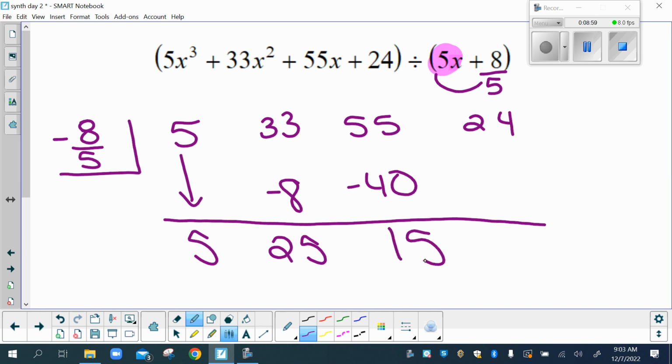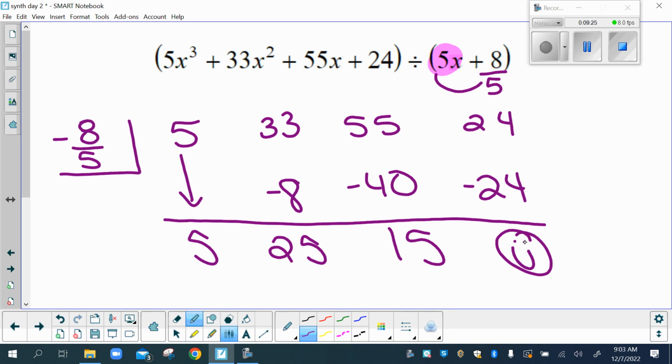I want you to use my little trick on your own on the next one. Remember, divide by 5 first, and then times by negative 8. Give it a try in your head. Did you get an answer? Did you get negative 24 for here? So 0, guess what? This one is a factor.